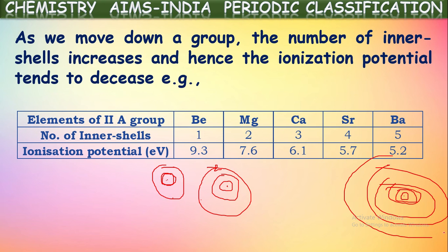So as the number of inner shells increases, the distance between the outer electrons and the nucleus increases, and these will shield these outermost electrons from the nuclear force of attraction, and hence nuclear force of attraction on the outermost electrons decreases, and hence ionization energy also decreases. So this is an effect of shielding effect. As the number of inner shells increases, shielding effect increases, and hence ionization energy decreases. Okay.